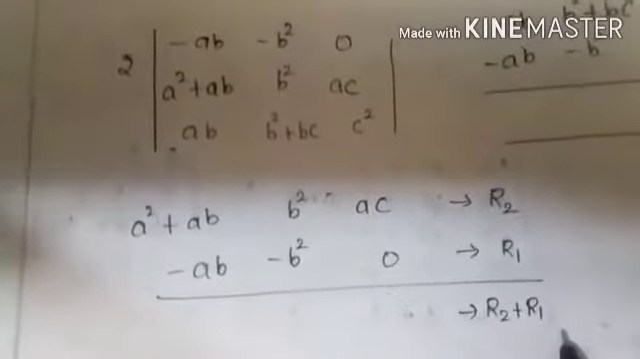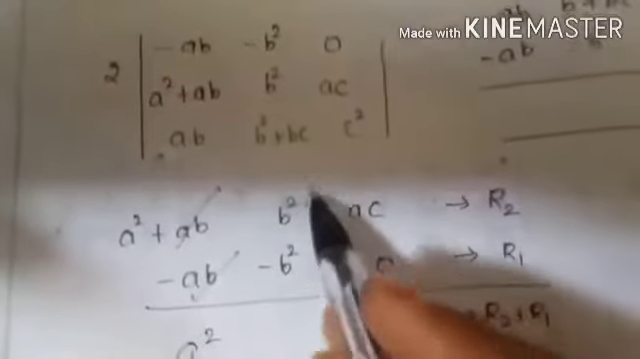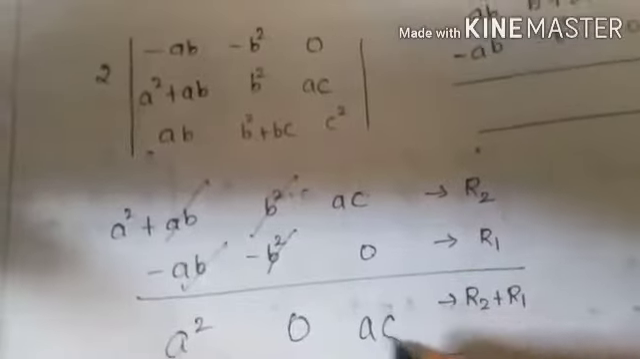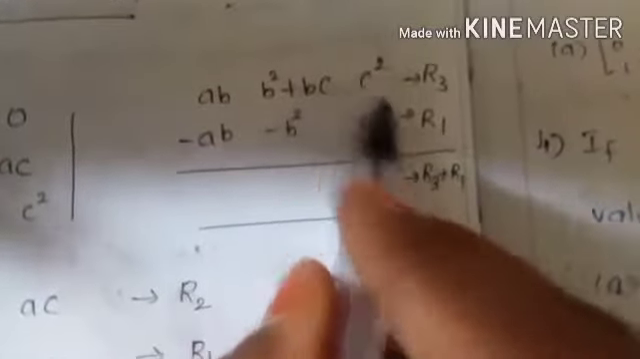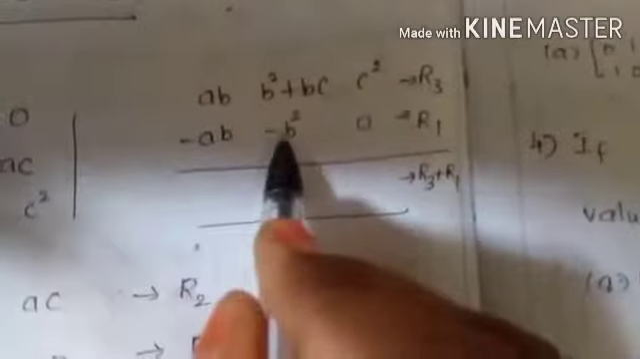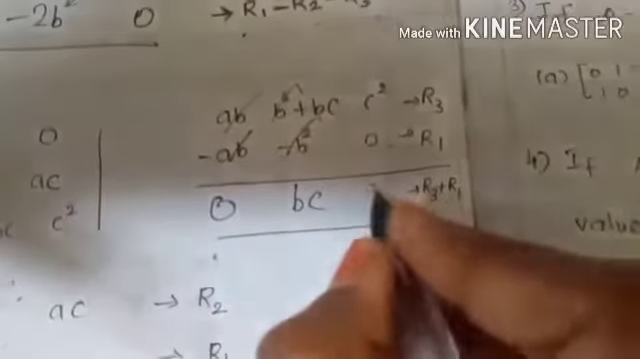So R2 plus R1 is here A squared plus AB minus AB, so these two terms cancelled, A squared. Next B squared minus B squared, so the answer is 0. AC plus 0 is AC. Next R3 tends to R3 plus R1. So R3 is AB, B squared plus BC, C squared. R1 is minus AB, minus B squared, 0. R3 plus R1, that is plus AB minus AB cancelled, so 0. Plus B squared minus B squared cancelled, plus BC only, so BC. Next C squared plus 0 is C squared.